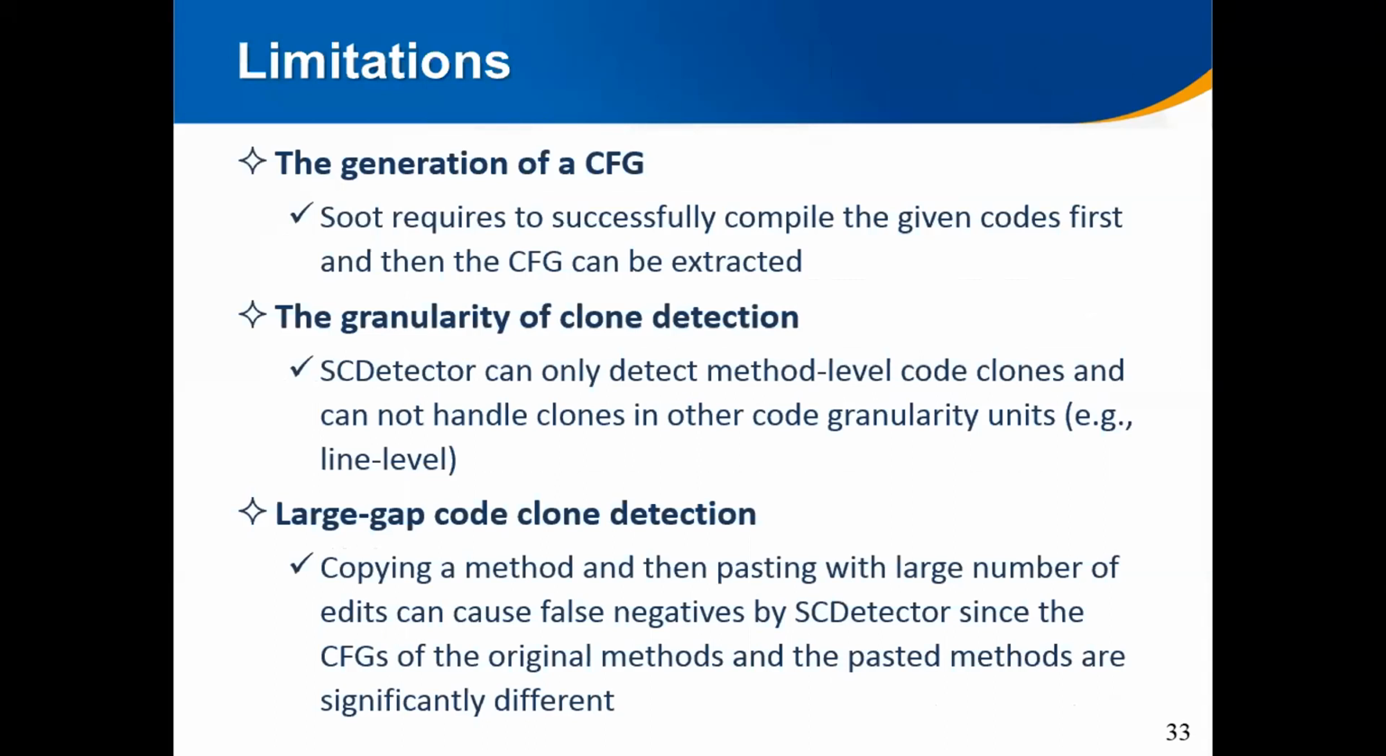Second, SCDetector can only detect method-level code clones and cannot handle clones in other code granularity units. Third, copying a method and then pasting it with a large number of edits can cause false negatives by SCDetector, since the semantics of the original method and the pasted method are significantly different.